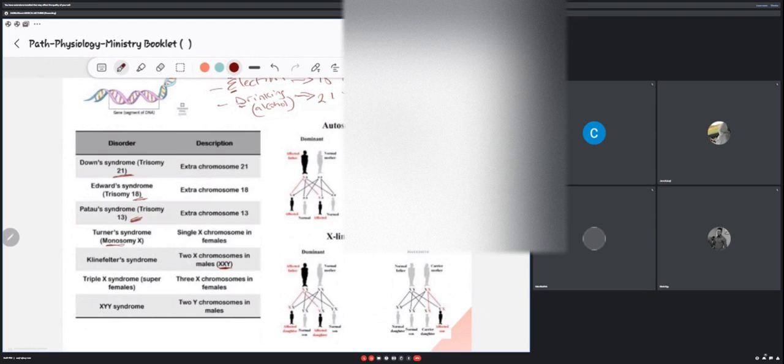Then you have triple X syndrome. We call those alpha females. The females are extremely female. They have, of course, the characteristics of females, but in excess. Talking about the emotional instability, the breast development and enlargement, the hip enlargement and development, all of those things, they have in excess. Those are super females. They also have XYY syndrome.